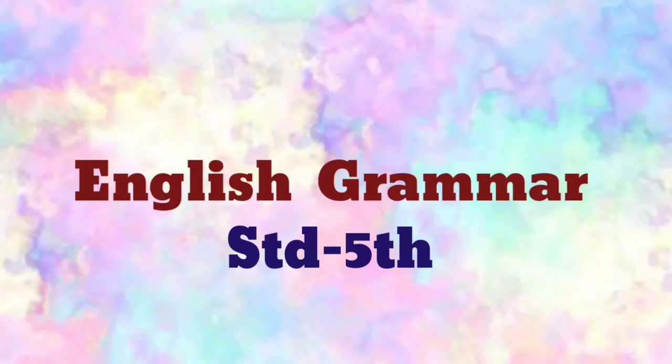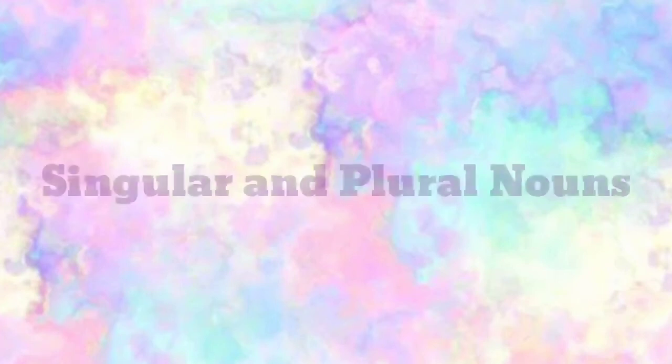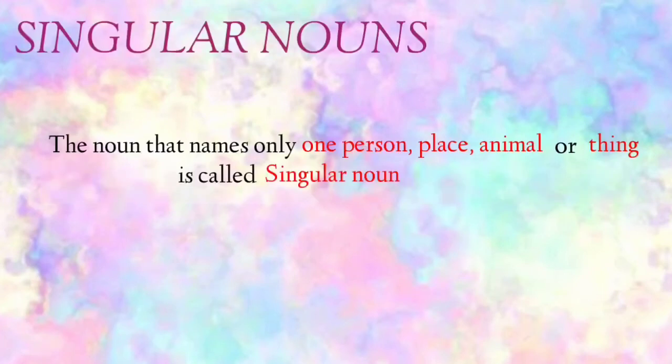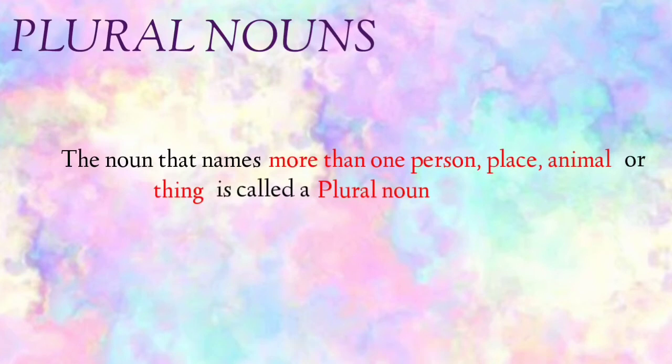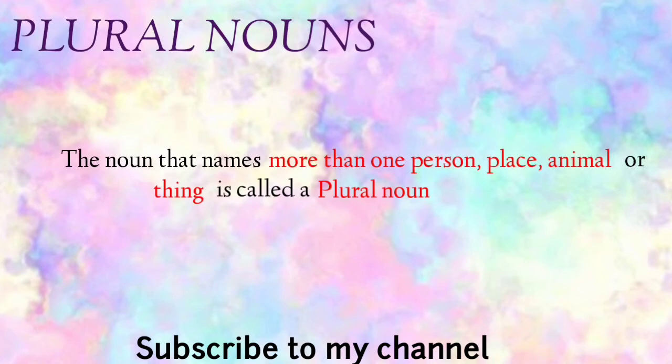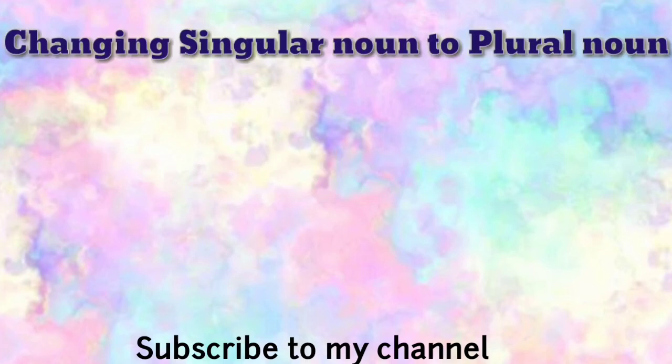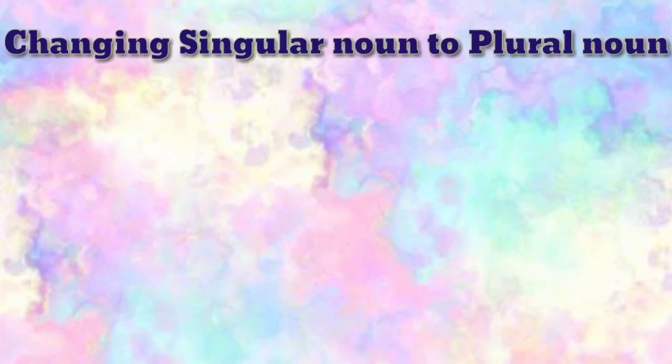I'm Amina Sheikh. Today we are going to learn singular and plural nouns. The noun that names only one person, place, animal or thing is called a singular noun. The noun that names more than one person, place, animal or thing is called a plural noun. So students, we will see some of the ways to change the noun from the singular to the plural.